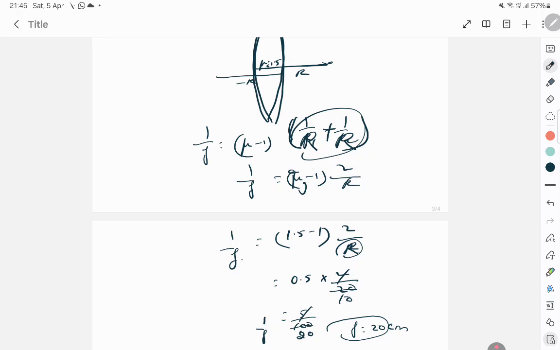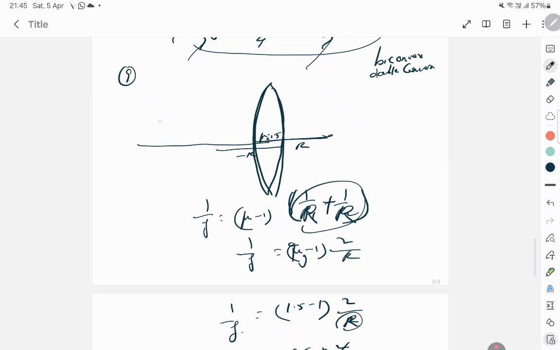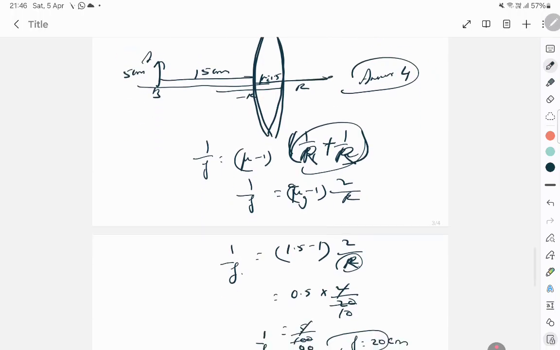Okay, calculate the... an object of height, okay, so it's not over. A double convex lens of focal length 20, and an object of height 5 centimeter is placed at a distance of 15 centimeter from the lens. Calculate the size of the image formed. Answer, they have given it to be 4. Okay, I just got the focal length.